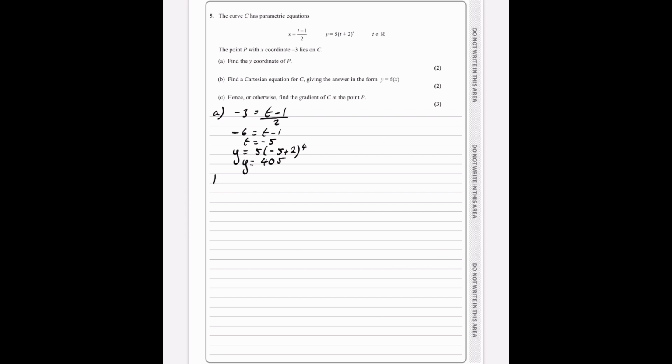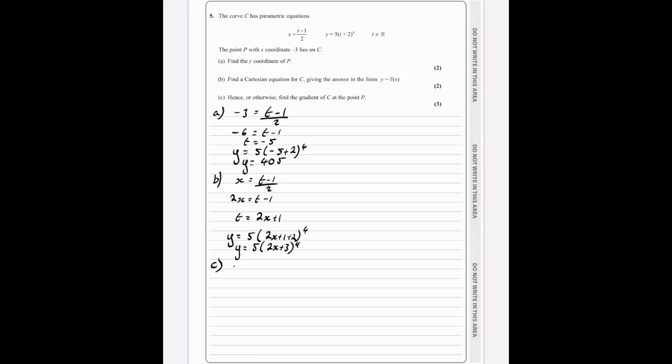For B, to find the Cartesian equation, I'm going to make t the subject of the equation with x. So to do that, times both sides by 2, add 1 to both sides, we get t equals 2x plus 1. Then taking that and plugging it into the equation with y in, replacing t with 2x plus 1. Y equals 5 lots of (2x plus 1 plus 2) to the power of 4, and I'm just going to simplify that, so 5 lots of (2x plus 3) all to the power of 4. And there's a Cartesian equation.